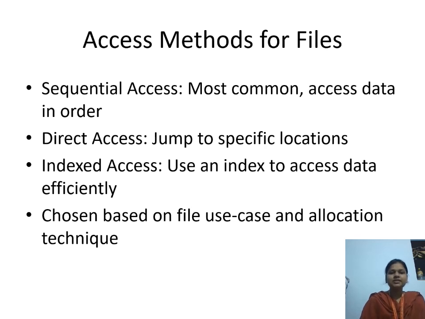Indexed access uses an index to access data efficiently. If there are 10 files in a directory, treat file 1 as index 0, file 2 as index 1, and in this manner up to file 10, index 9. The method is chosen based on the file use case and allocation techniques.